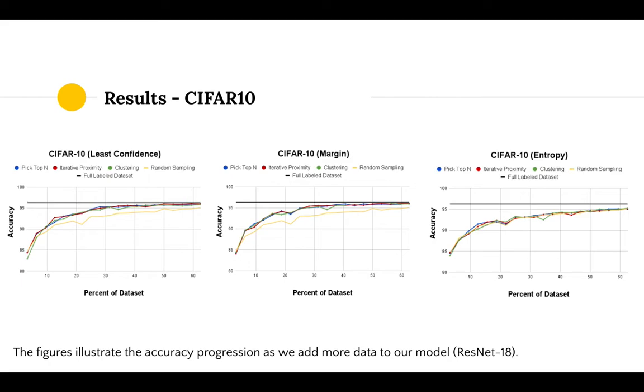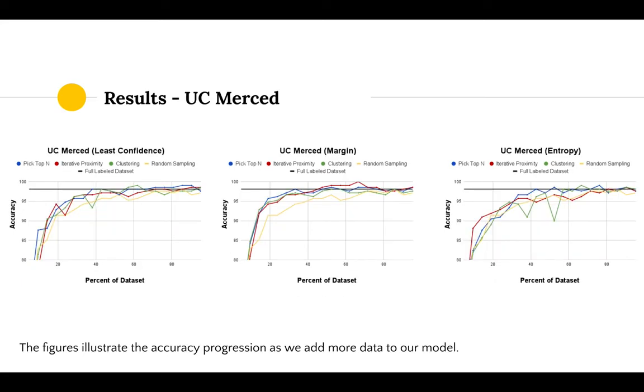For the CIFAR10 results, we can clearly see that both least confidence and margin outperform random sampling significantly, while entropy does not. We also observe least confidence and margin nearing the full dataset accuracy with only 40% of the total labeled data. The same can be seen for our UC Merced data, illustrating the generalizability of these active learning approaches.